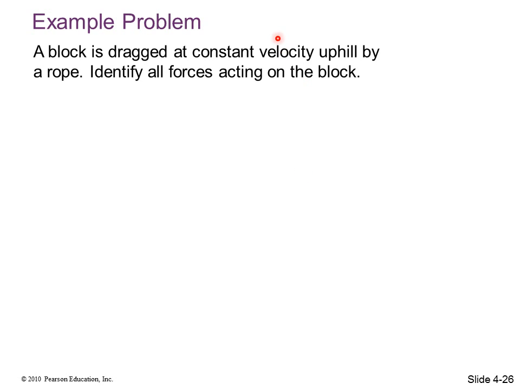So let's get to our first example problem. We're going to start all the problems we're looking at in this slideshow. We're going to stick with constant velocity, or they're at rest. So that means they are in equilibrium. So you want to say to yourself, is it static equilibrium or is it dynamic equilibrium? If the object's at rest, that means it's static. If it's at constant velocity, that means it's dynamic equilibrium.